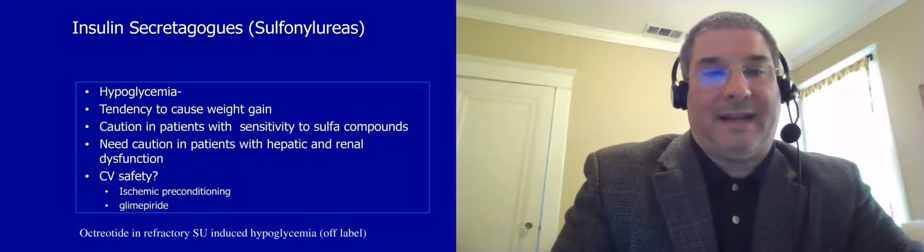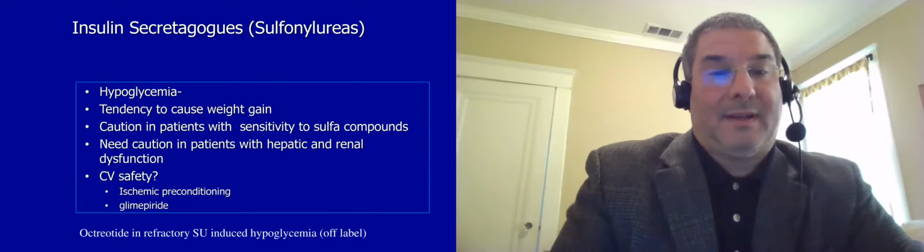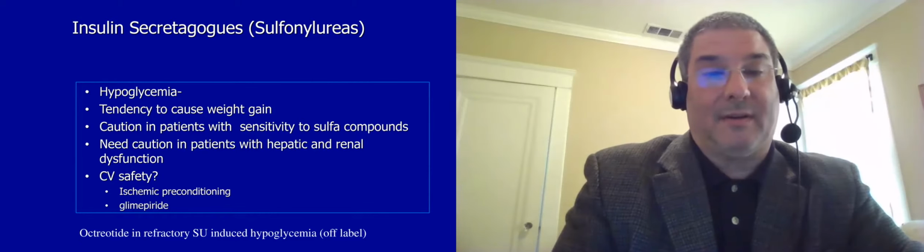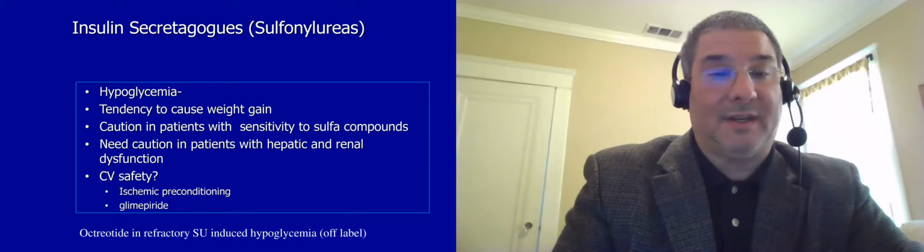So they can cause significant or severe hypoglycemia. They can cause weight gain. Their metabolites are hepatic and cleared by the kidneys. And so if you've got a patient with renal insufficiency, they're at a much higher risk for hypoglycemia.